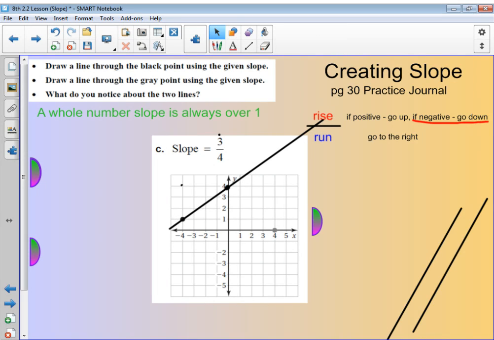Okay, and then do the same thing with this gray dot. So we're gonna go up 3, 1, 2, 3, over 4, 1, 2. My graph's not big enough. What am I gonna do?